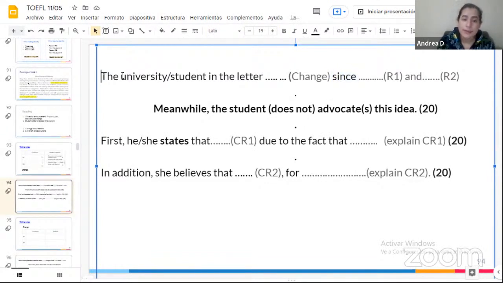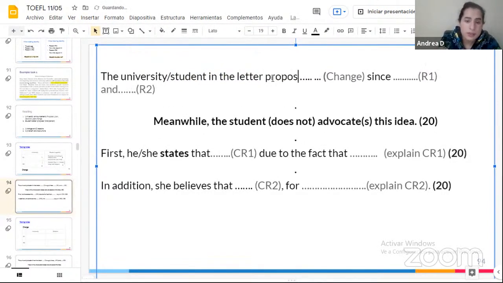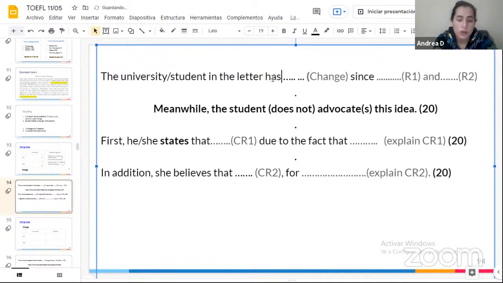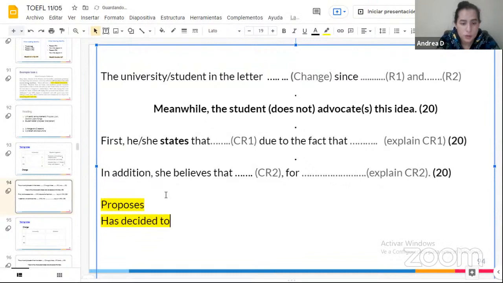All right, so at the beginning, as I was saying, you need a short introduction in which you summarize the whole thing. You can start with something like "the university," or if it's a student, "the student in the letter," and try to use one of these verbs like "plans," or "proposes," or "has decided to." I'm going to write them down here: proposes, has decided to, plans to. So something like: the university plans to broadcast classical music in the cafeterias since they want a more relaxed atmosphere and students to connect.